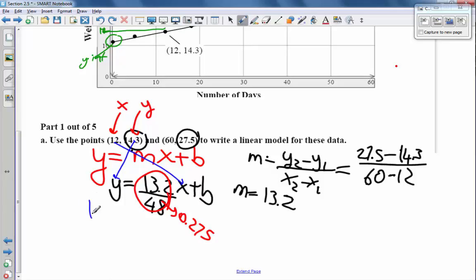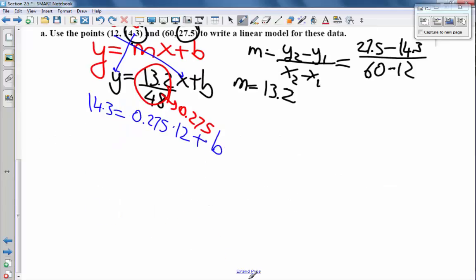Let's do it. 14.3 equals 0.275 times 12 plus b unknown. All right. Now multiply these two.